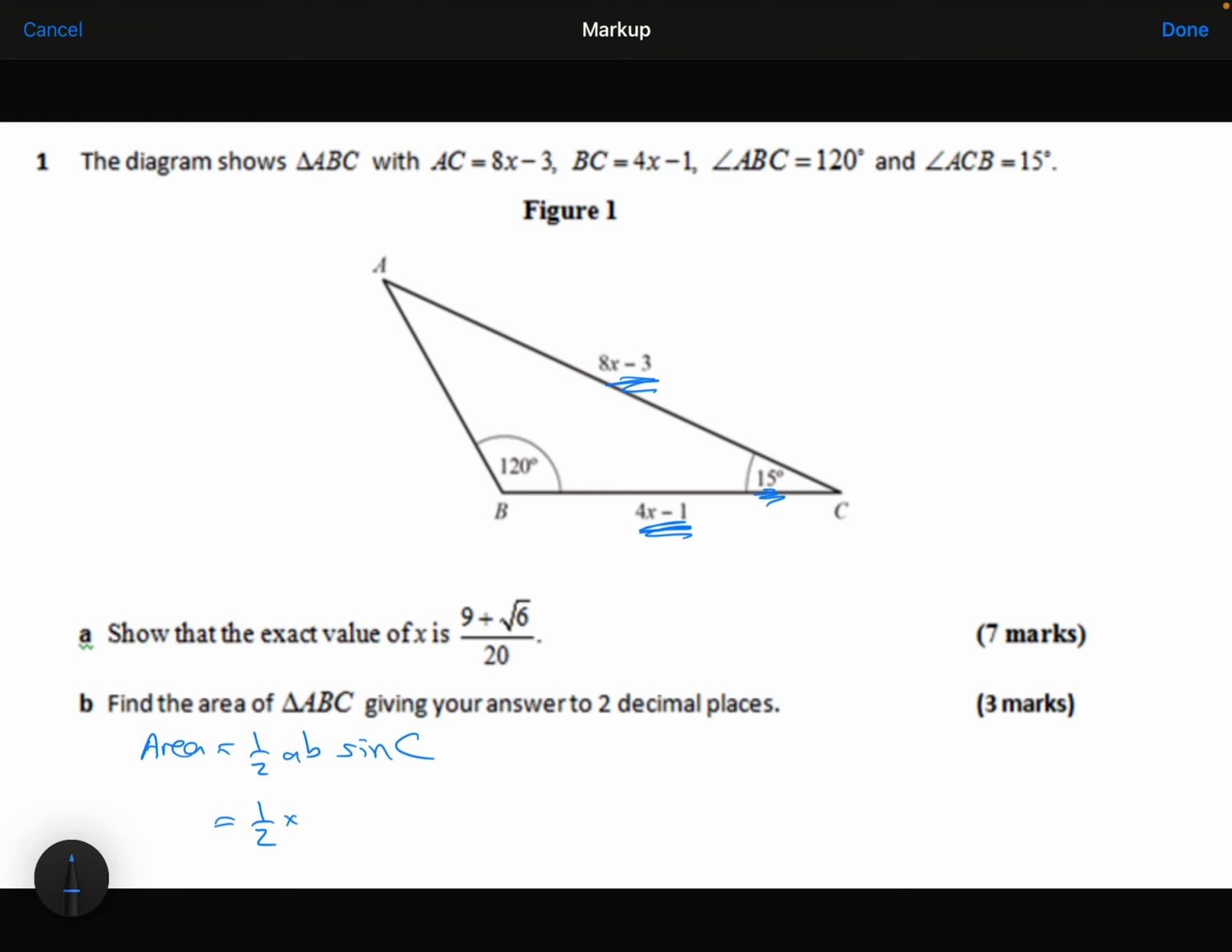So a half times. Now I know what x is. So if I substitute that in here, I can work out what these two sides are. If I substitute that in here, it'll tell me what the side BC is. If I substitute it in here, it'll tell me what the side AC is. So if I do that, I'll get 1.29 times 1.58 times sine of the angle in between. And when you put that into your calculator to 2 decimal places, you'll get 0.26. And that's it.